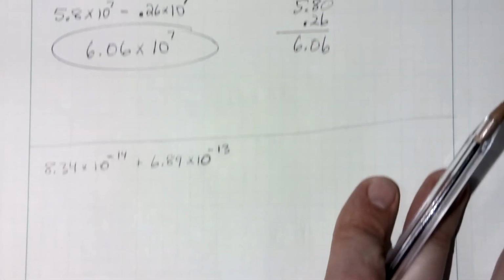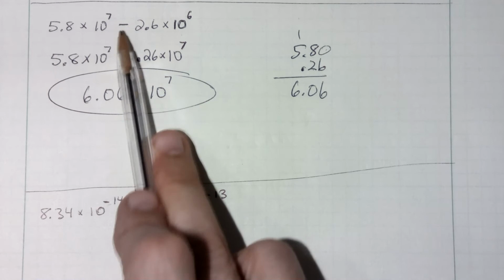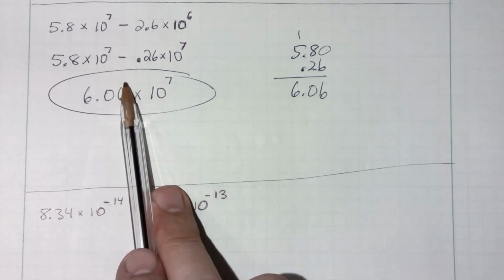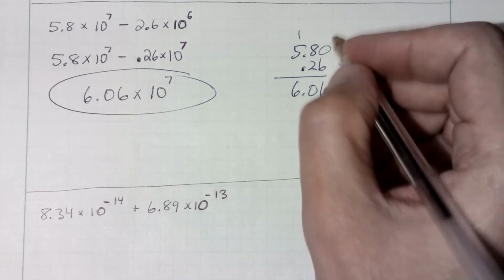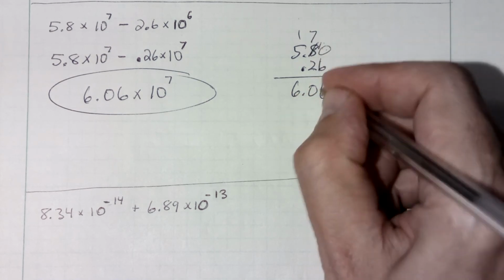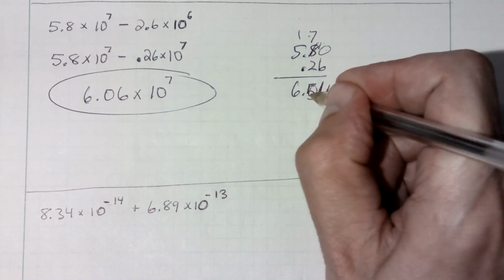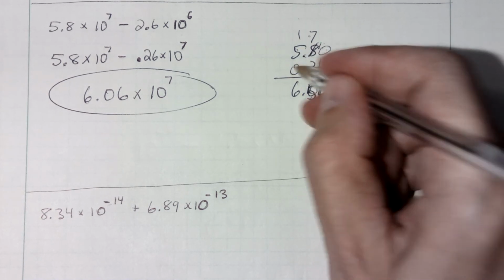By the way, if you noticed up here, I made a mistake because this was subtraction, not addition. I really should have subtracted. I should have borrowed from the 8, made that a 7. 10 minus 6 is 4. 7 minus 2 is 5. And 5 minus 0 is 5.